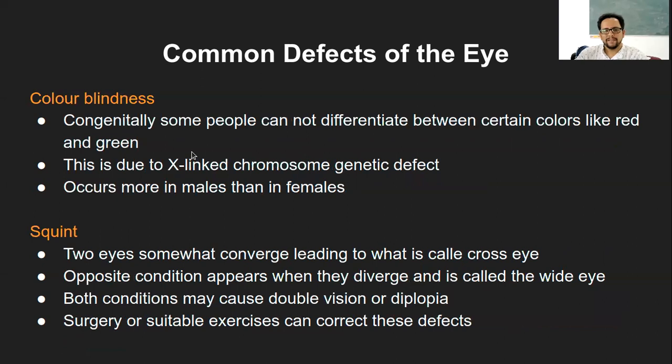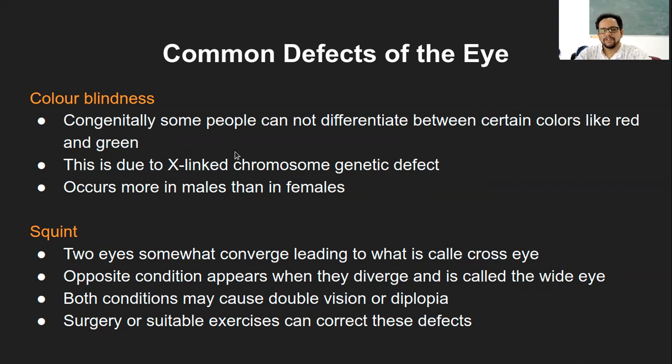Color blindness is again less sensitivity to colors, and this is usually congenital. Congenital means since birth, right? Congenital and genetic are two different terminologies. Congenital can be genetic, or congenital can be non-genetic. If it is non-genetic, that means it could have happened during the developmental phase within the mother's body.